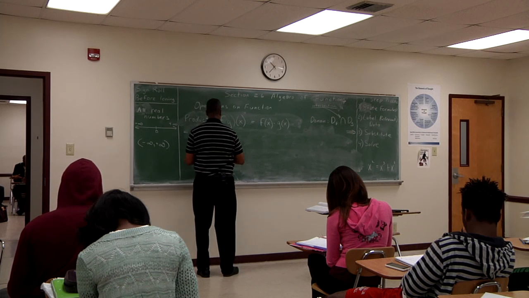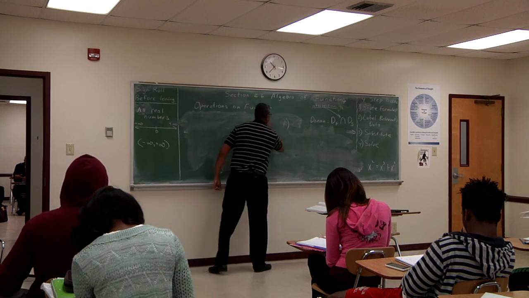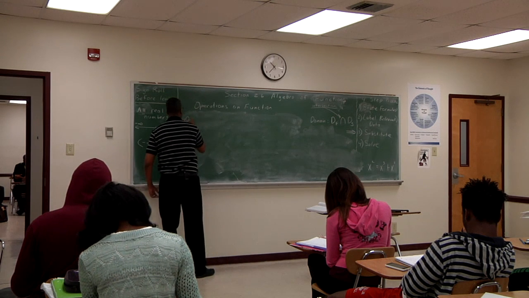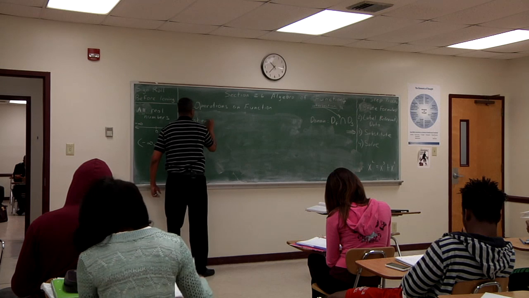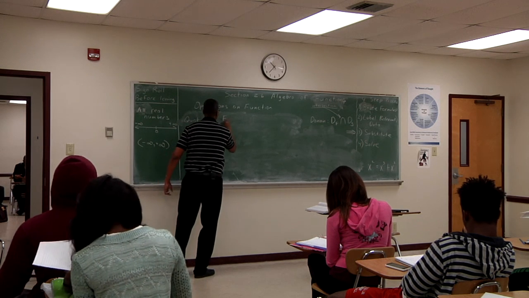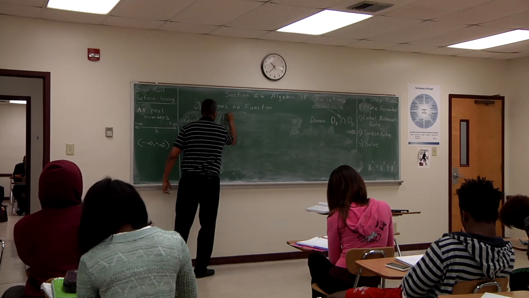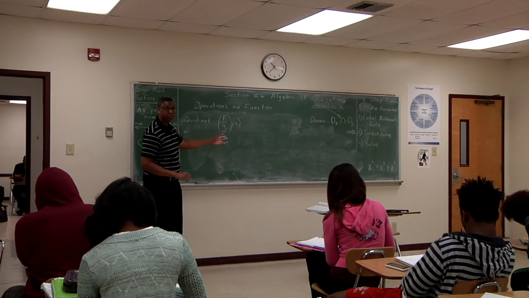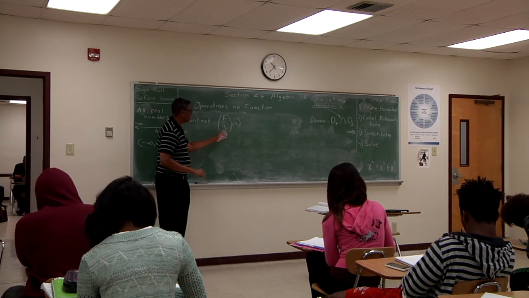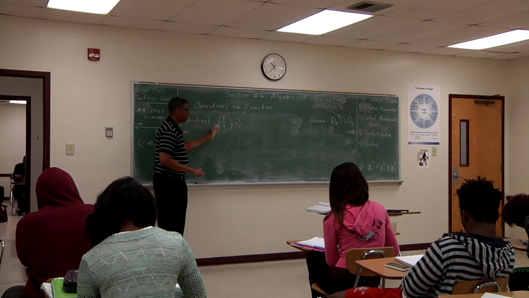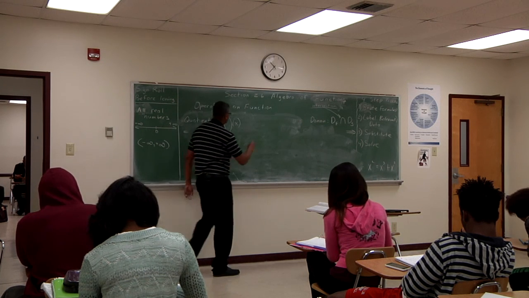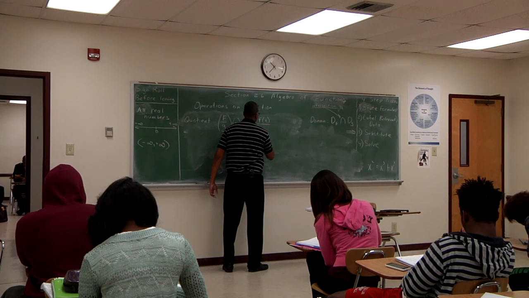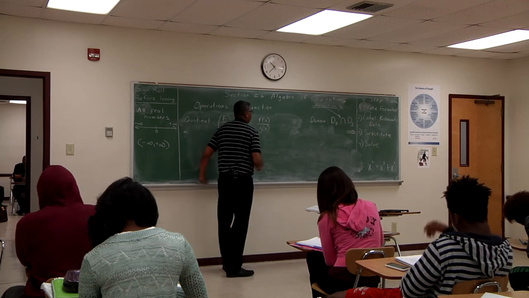All right, so for the quotient, as you might imagine, we're going to divide the functions. So we have f over g evaluated at x. Again, this does not read f over g times x. This reads f over g of x, or f over g evaluated at x, okay? So that's going to be f of x over g of x.